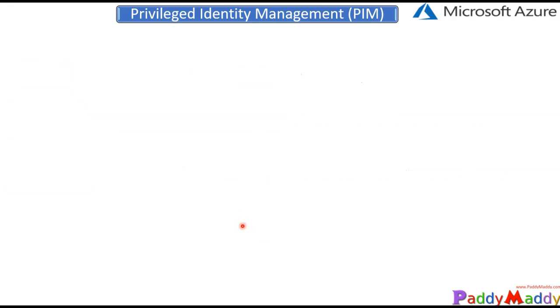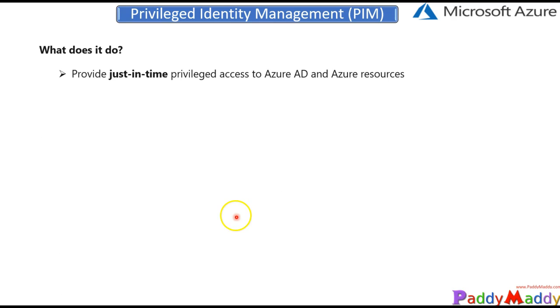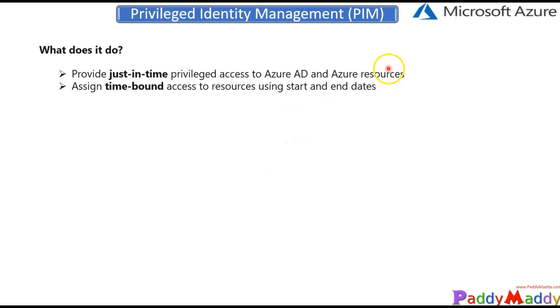So if you want to learn more, let's understand what it actually does. It provides just-in-time privileged access for your Azure Active Directory or Azure resources, and this access is completely time bound. When I say time bound, it means the access will be granted to those resources or to Azure AD within that specific time only. So they can start and end within that time frame only. Of course, they can request an extension, and based on the approvals, it can go further.